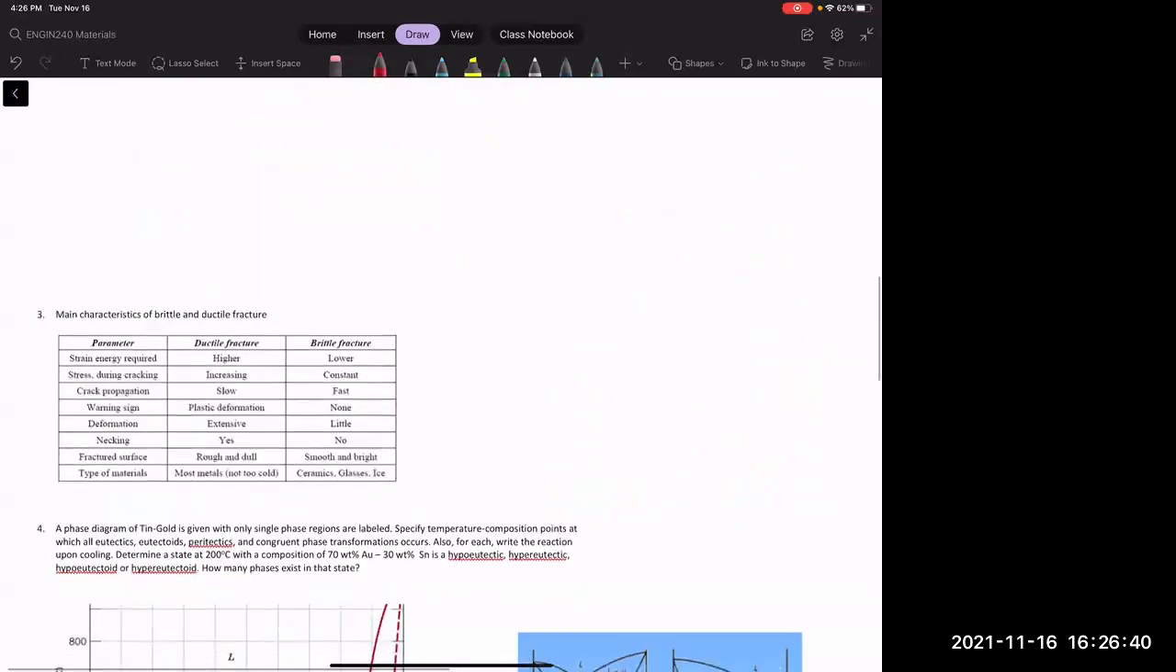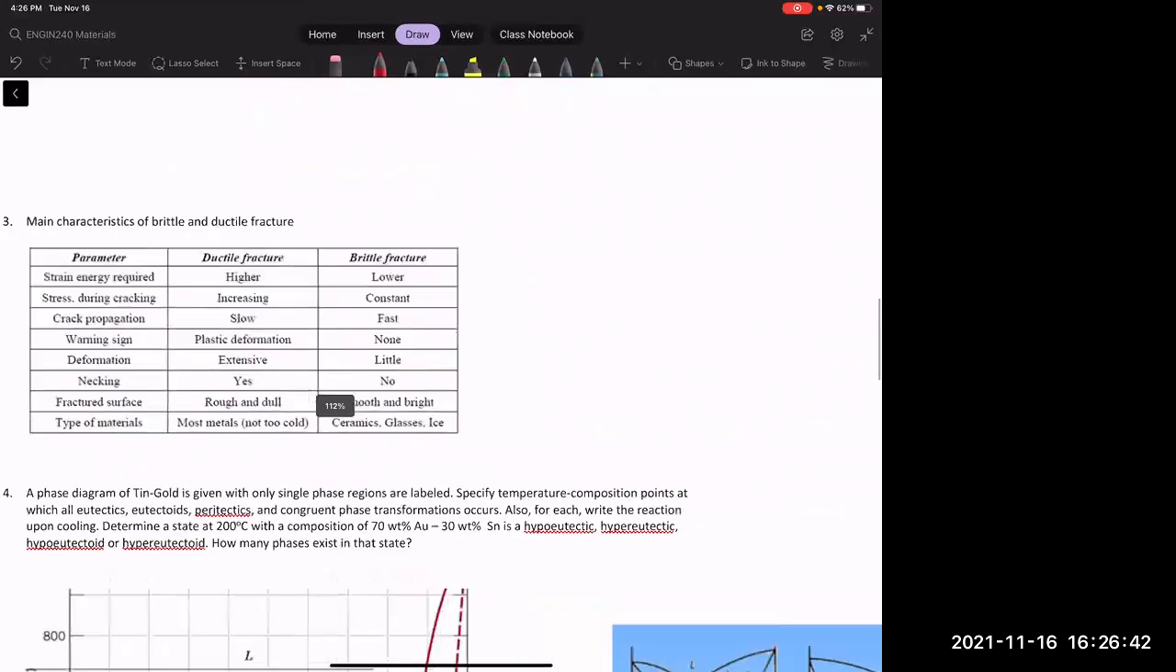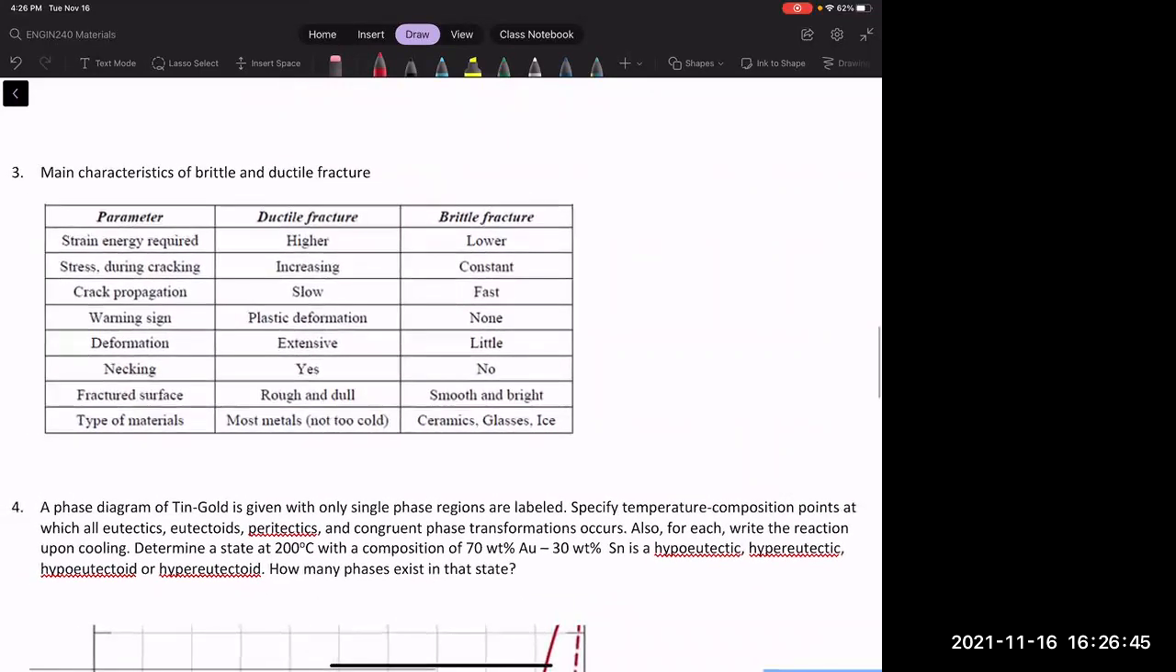Okay, the number 3 problem gives you a picture. It asks what kind of fracture this is, brittle or ductile. So I summarized a table over here to compare the two different fractures. If you look at the ductile, it's in the middle column. The brittle is on the right hand side. And we can look at how much strain energy is required.